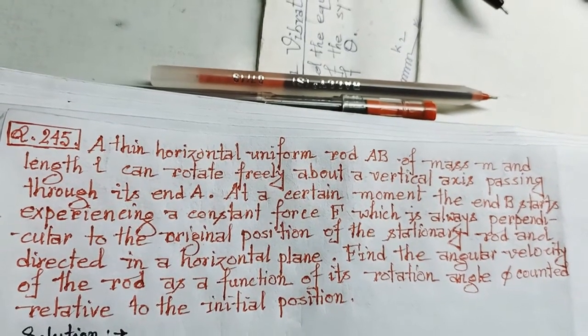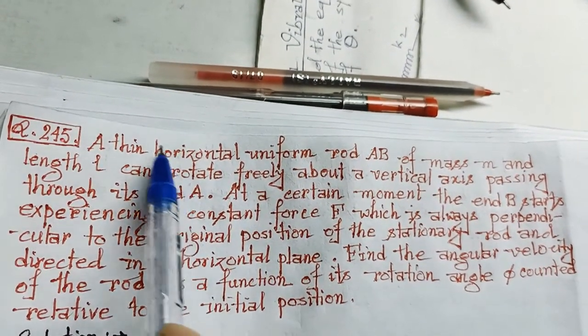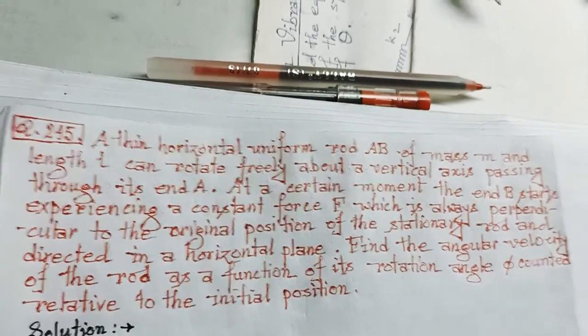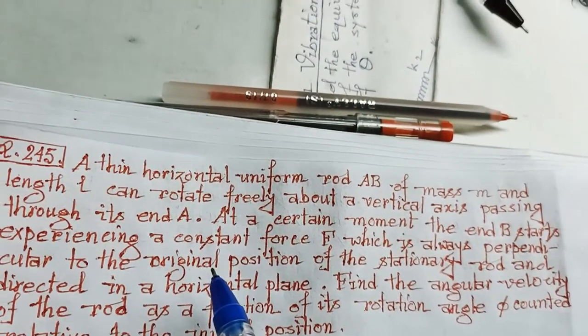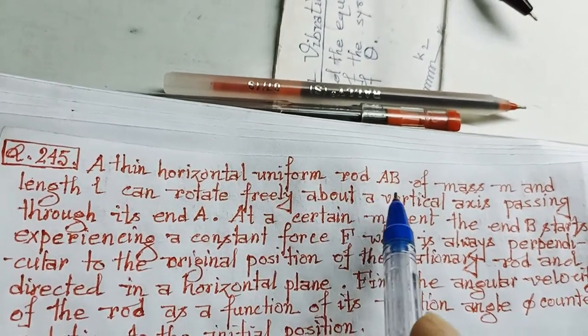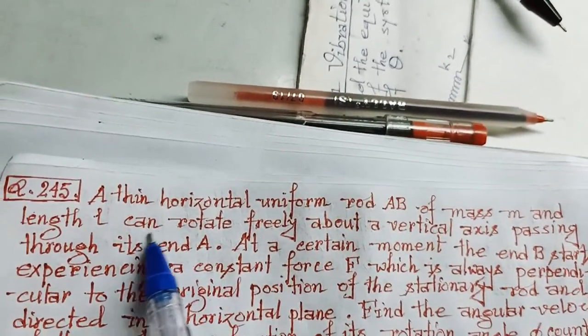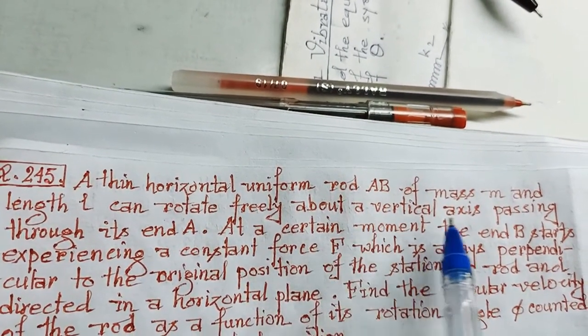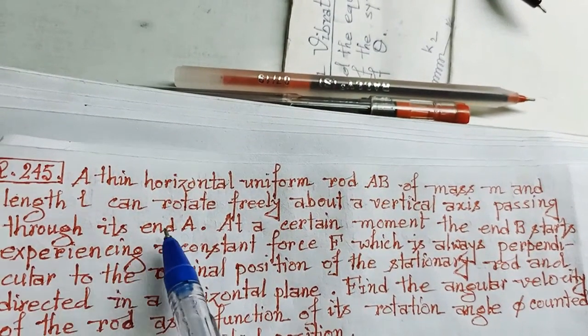Here is question number 245 from Irodov, from mechanics of rigid body. In this question, it is given that a thin horizontal rod AB of mass m and length L can rotate freely about a vertical axis passing through its end A.